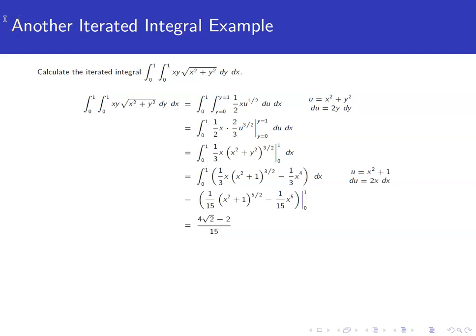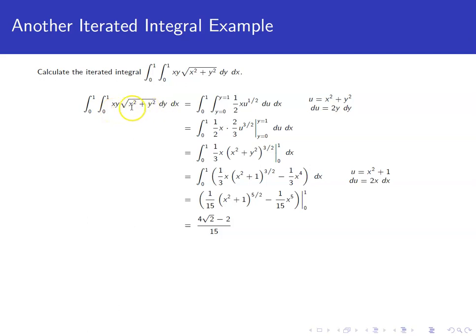In this video, we're going to look at another example of calculating an iterated integral. In this one, we're asked to calculate the integral from 0 to 1 and from 0 to 1 of xy root x squared plus y squared dy dx. Since the dy comes first, we're going to integrate the integrand with respect to y and then with respect to x. When we integrate with respect to y, we treat x like it's a constant.